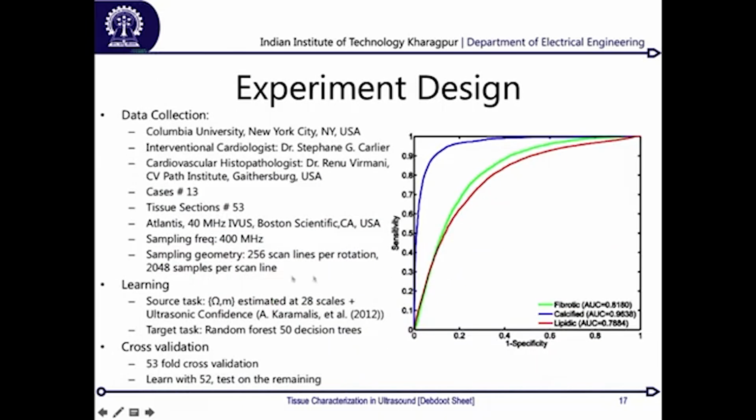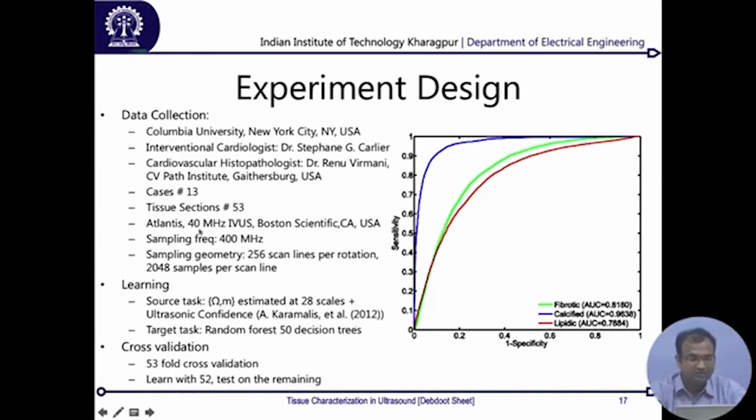So together with that, we did prove it on experimental data which was in vitro, and they were all acquired at 40 megahertz intravascular ultrasound from Boston Scientific with a sampling frequency of 400 megahertz, such that in one 360-degree rotation you had 256 scan lines, and each scan line had 2048 samples.